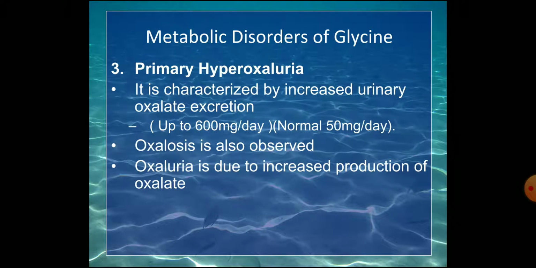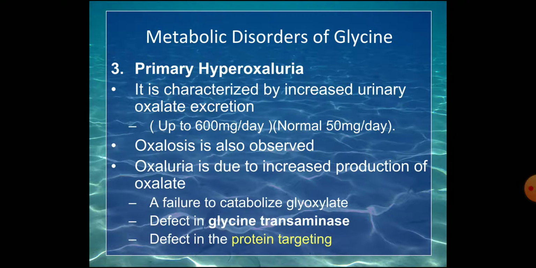Oxaluria is due to the increased production of oxalate, and it is due to the failure to catabolize glyoxylate. It is a defect in the glycine transaminase and a defect in protein targeting. So what is the meaning of protein targeting? Once any protein is synthesized, it has to be transported to the corresponding site, and only if it reaches the corresponding site can it be utilized. That process is called protein targeting.